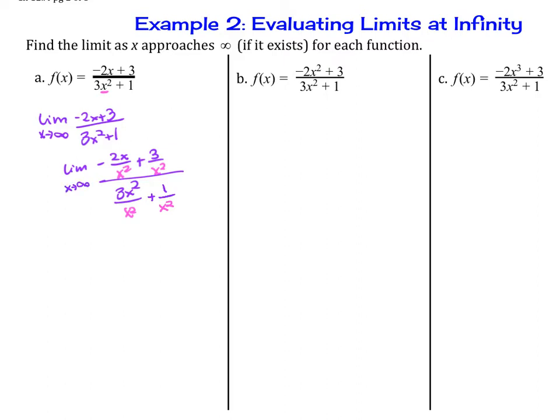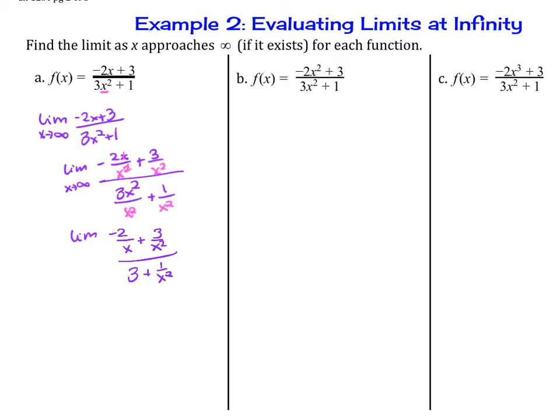Knowing what we did in the previous example, the limit of negative 2x over x squared, the x is going to cancel at the top. So we're really looking at negative 2 over x plus 3 over x squared. And then we have 3x squared over x squared, so that's just 3 plus 1 over x squared.